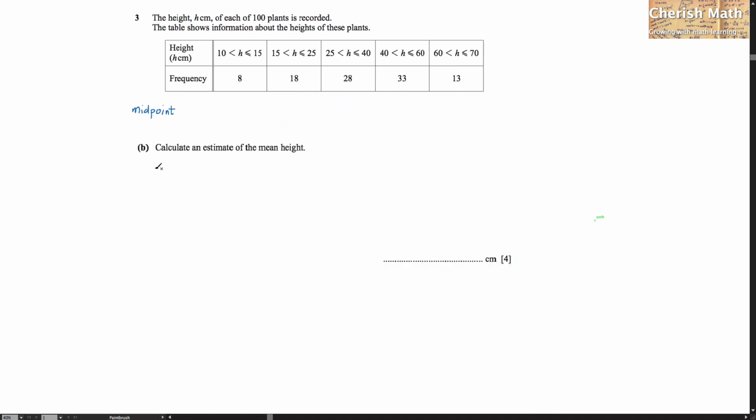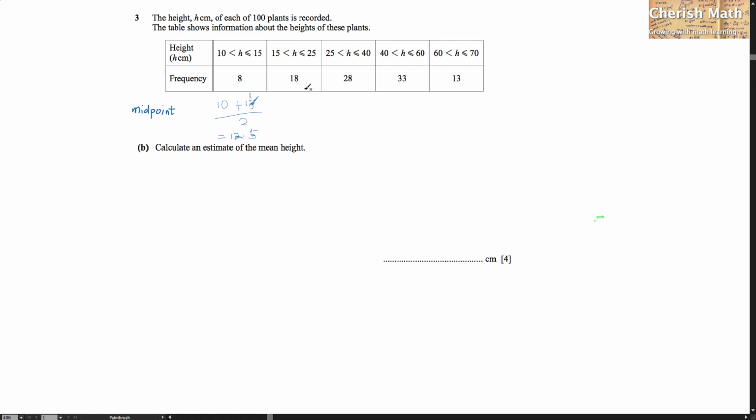Question number 3, part B. Calculate an estimate of the mean height. Before we proceed with the mean height calculation, we have to find the midpoint for each of these classes. So for the first class, it is ranging from 10 to 15. We have to use 10 plus 15 divided by 2, and the answer that we are getting here is 12.5. So this is the midpoint for the first class.